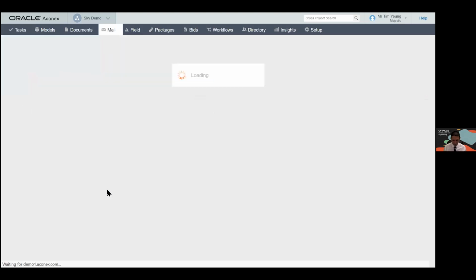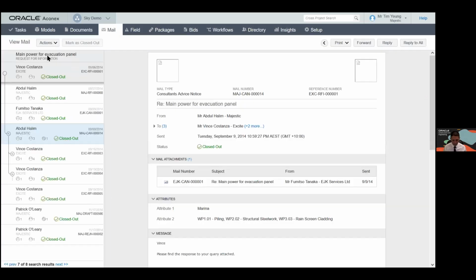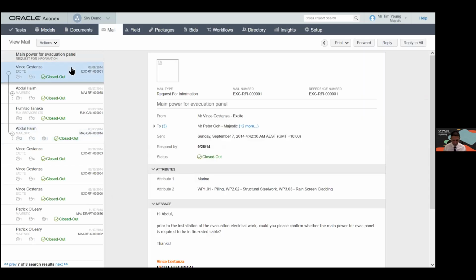So what you see here is the history of this piece of correspondence. We see it came in from an RFI from Excite, one of the subcontractors, and this was the question. The normal things you do on a work site. So he was asking about, what are we going to do with the evacuation panel? Are we going to re-rate the fiber rated cable? And you can see the history of this. And this again cannot be deleted.